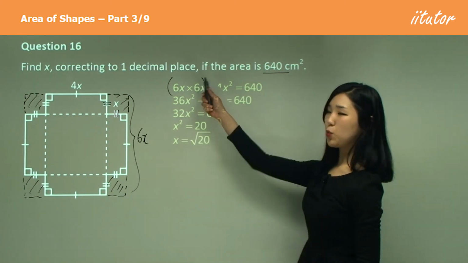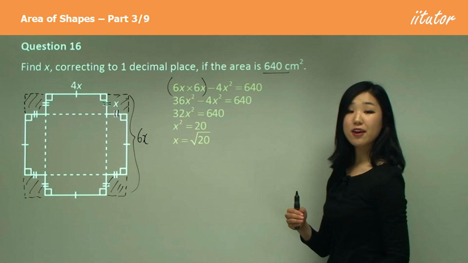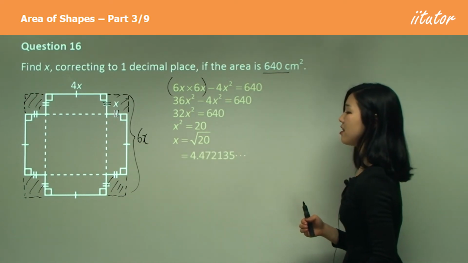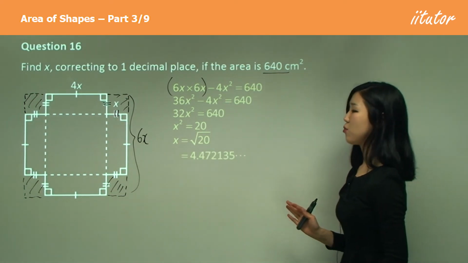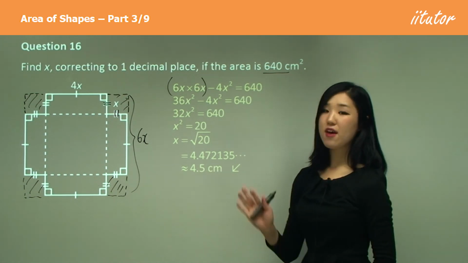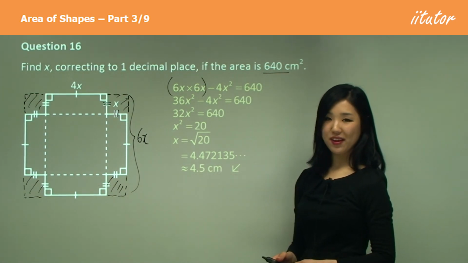But I want to correct it to 1 decimal place. So pause it, put that in your calculator and see what you get. You should get something like this. And then to 1 decimal place, it's 4.5. So x is 4.5 approximately.